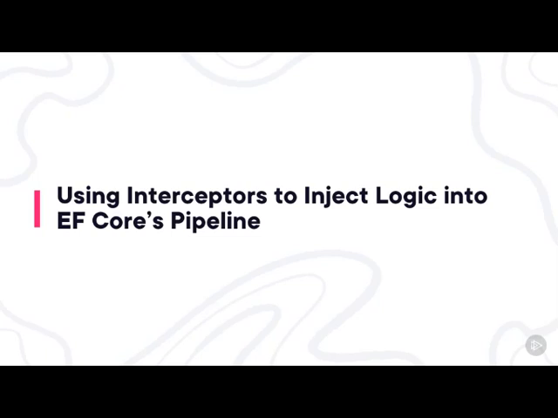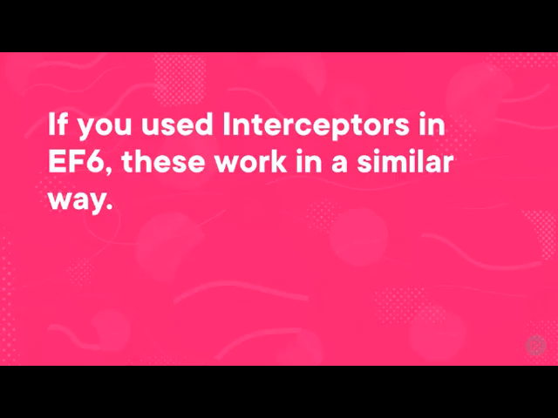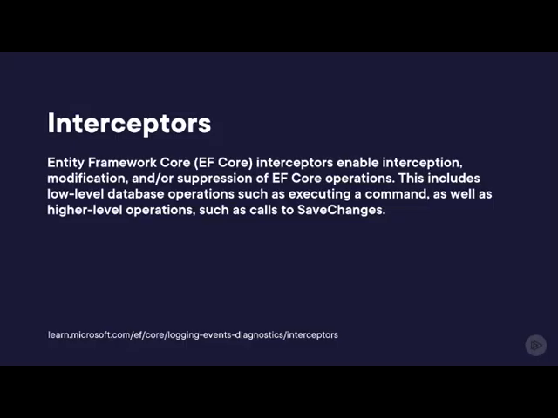The next way to tap into EF Core's pipeline is through a feature called interceptors. If you used EF6, be aware that this feature is almost the same as it was back then, though it went missing in the first few versions of EF Core, but it's in here now. I like how interceptors are described in the docs. They enable interception, modification, and/or suppression of EF Core operations.